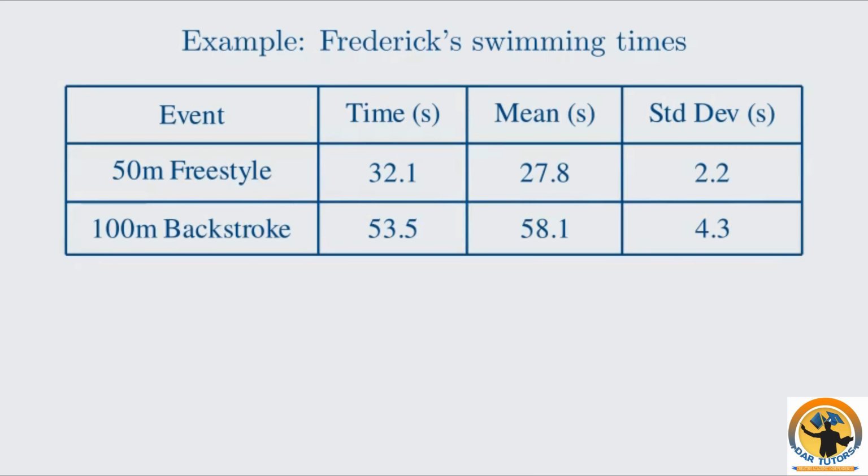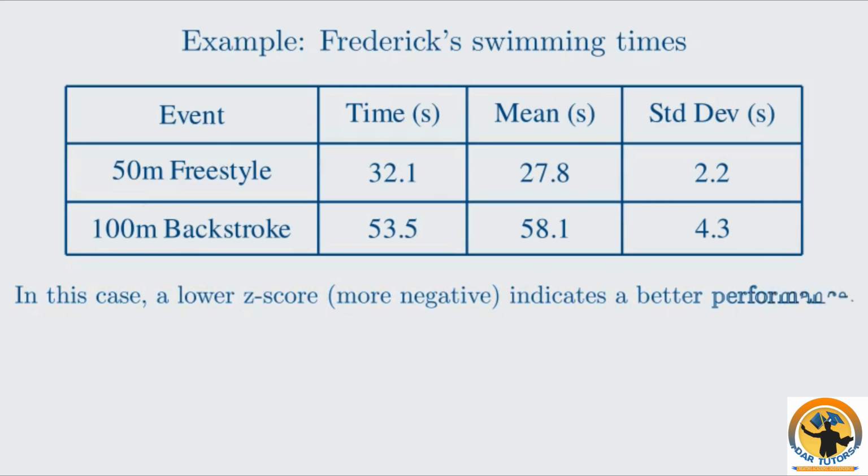For most things, like test scores, a higher score is better, which means a positive z-score is better. But for races, a lower time is better. This means a good performance will have a time below the average, resulting in a negative z-score. So for this problem, the lower or more negative the z-score, the better Frederick's performance was.